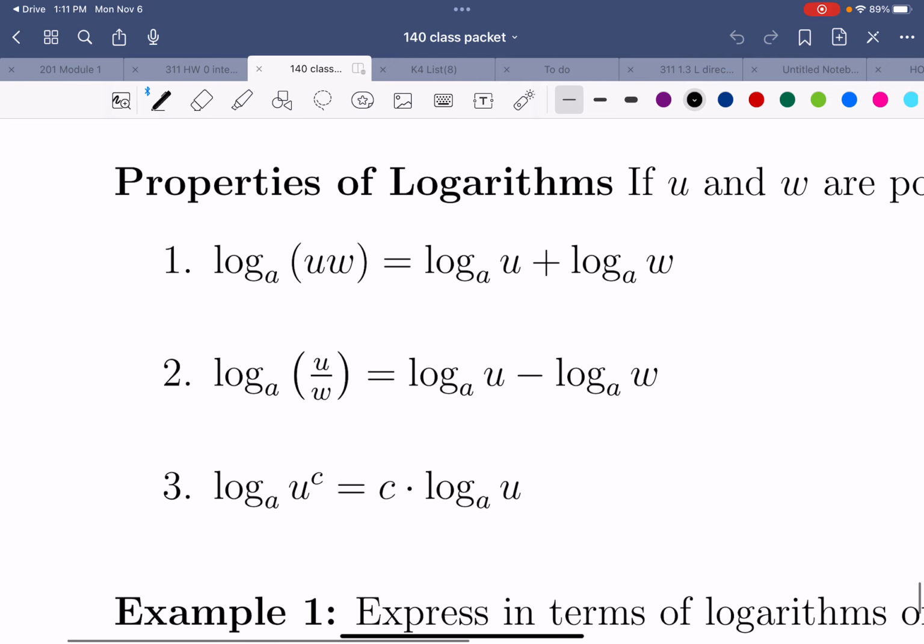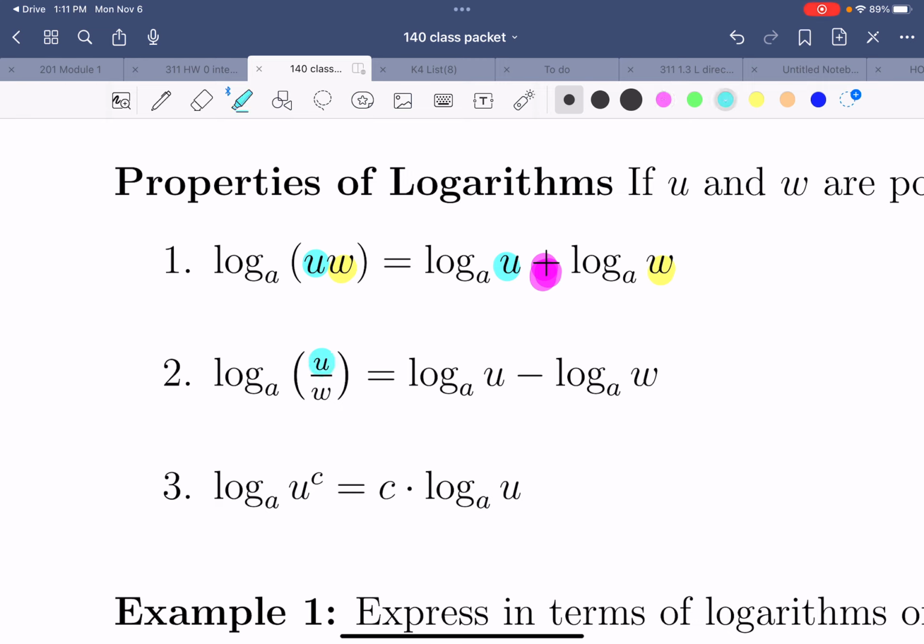Anytime that we are taking the log of two things that are being multiplied together, we can split them up and give each one their own logarithm, and we can do that by adding. Notice that this is addition. We kind of think of logarithms as kind of like exponents, and when we have two bases that we multiply, we add the exponent. So that's what we're doing here.